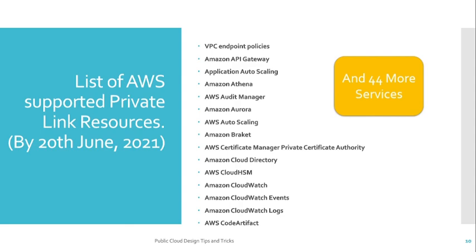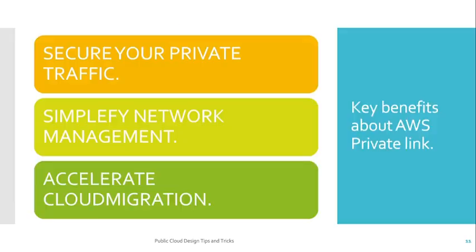Now let's try to understand the list of AWS services that support PrivateLink resources. There are around 65 plus AWS resources that currently support AWS PrivateLink. I have provided a few of the list, and also if you want to get more details, you can follow the link provided in my video description. You will find the latest update.